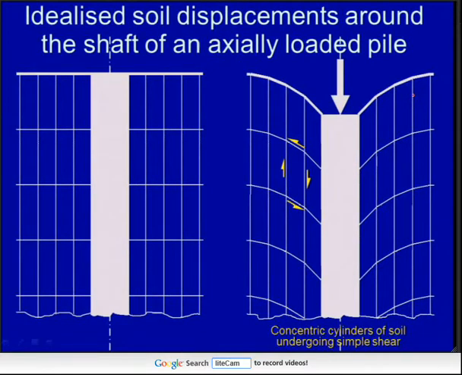This is why the shear strain decreases with radius, and it decreases quite quickly because the shear stress is decreasing with radius. And soil is non-linear in stress strain, so the shear strains drop off very quickly as you move away from the pile. The zone of disturbance around the pile is relatively modest. OK, so what do I want to say? We've said there's simple shear in the soil, and that results in an upward shear stress on the pile, as illustrated just there.